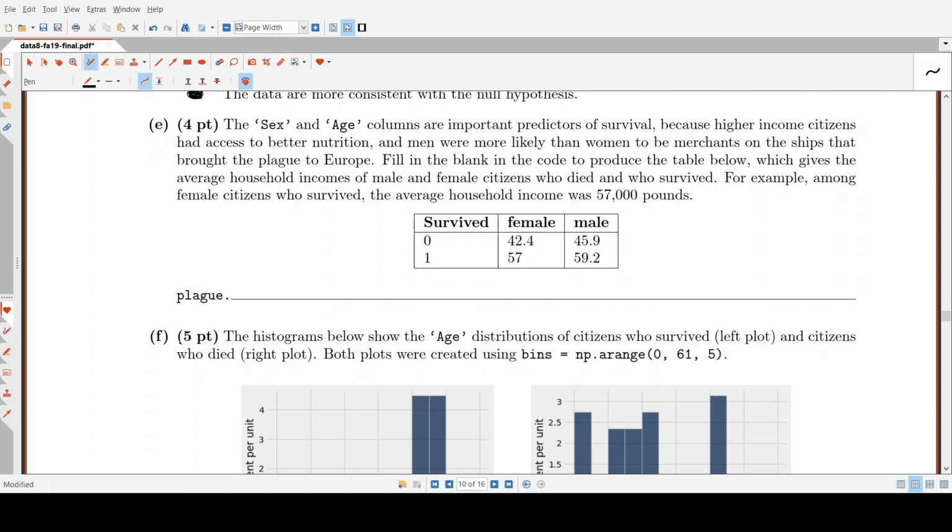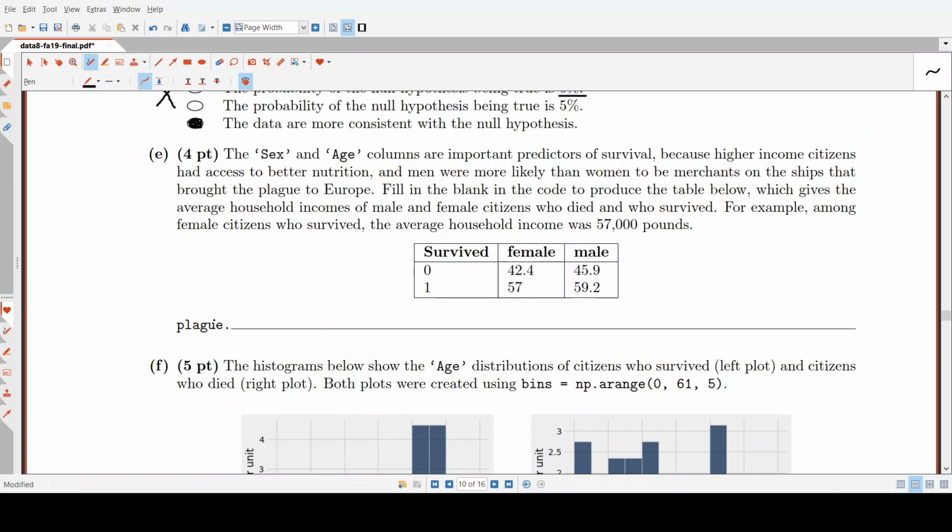So the sex and age columns are important predictors of survival because higher income citizens had better access to nutrition, and men were more likely than women to be merchants on ships that brought the plague to Europe. Fill in the blank with the code to produce the table below, which gives the average household incomes of males and females who died and survived.